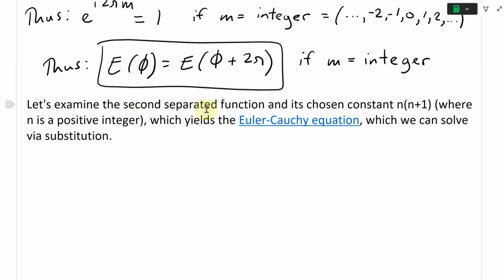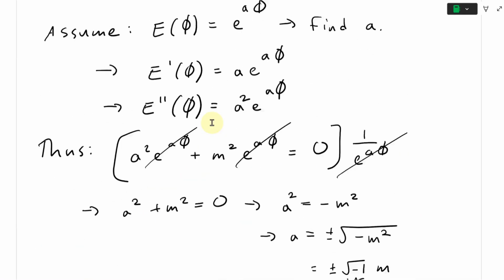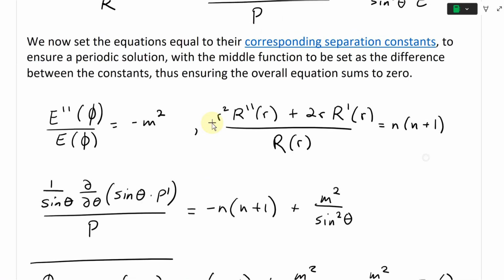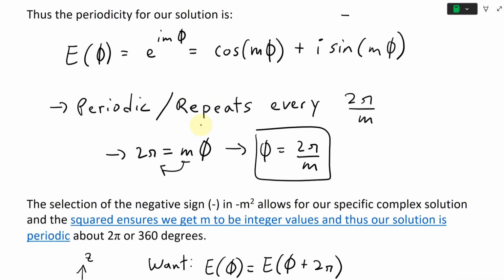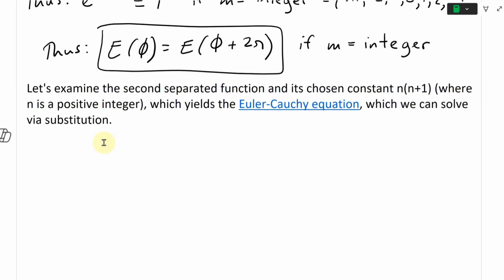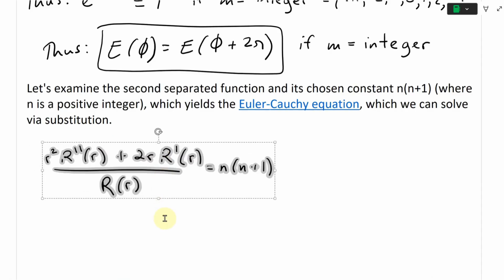So let's examine the second separated function and its chosen constant n times n plus 1, where n is actually a positive integer. And this yields the Euler-Cauchy equation, which we can solve via substitution. All right, so let's go back up there again. I'm just going to copy and paste that formula. So this was the constant we chose, n times n plus 1, n is a positive integer in this case, so that's pretty interesting. The idea is the same: you want specific types of solutions on the sphere.